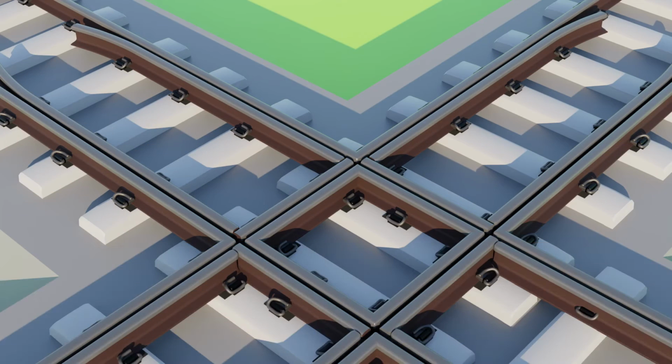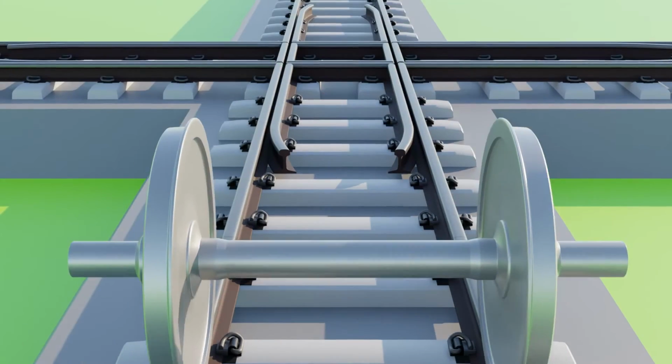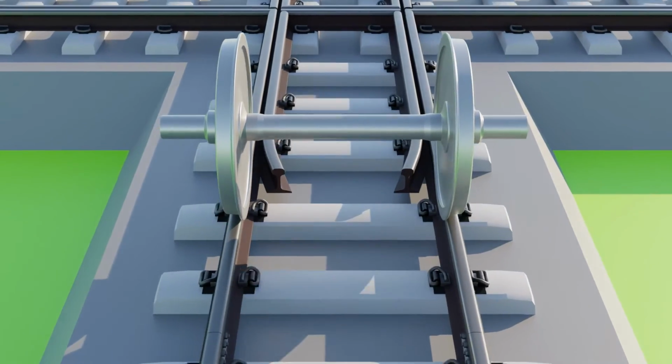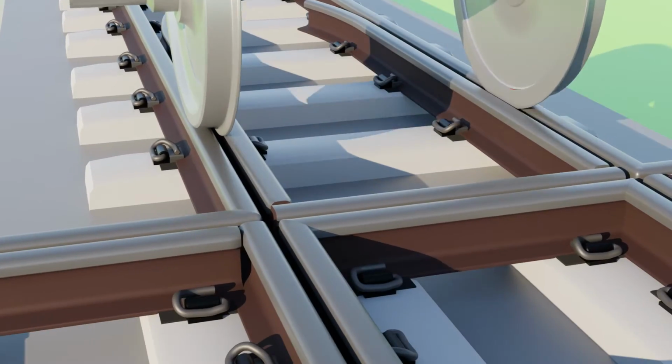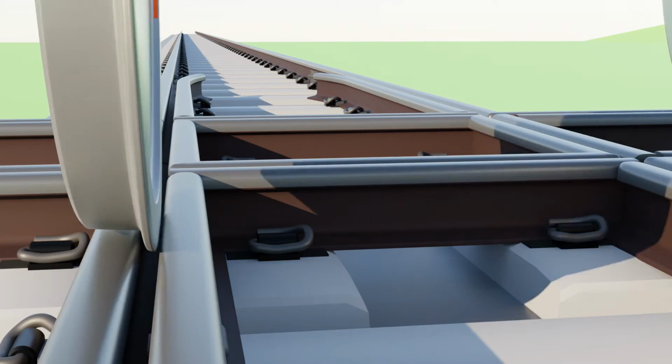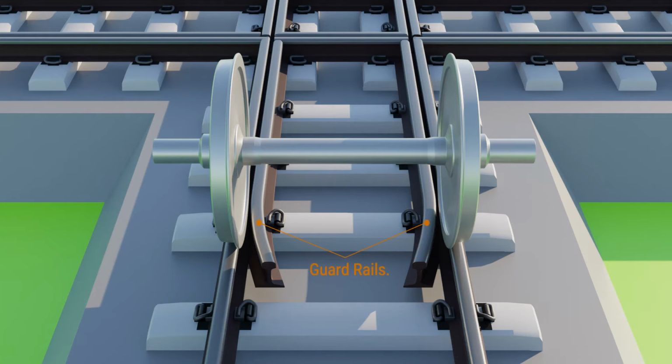So, a little gap between opposite track rails is added. Now, the wheel flange can pass through this gap easily. Also, guardrails or check rails are installed like this to guide wheels through the junction area.